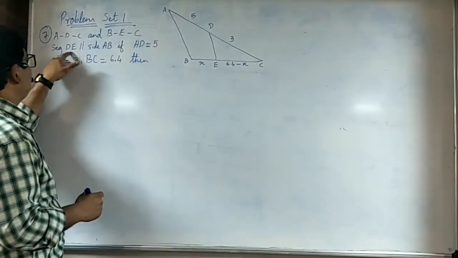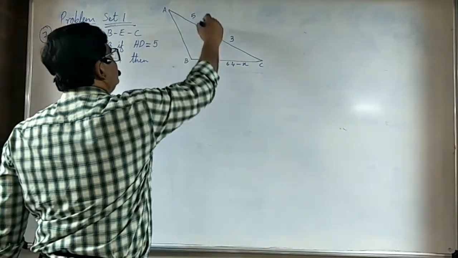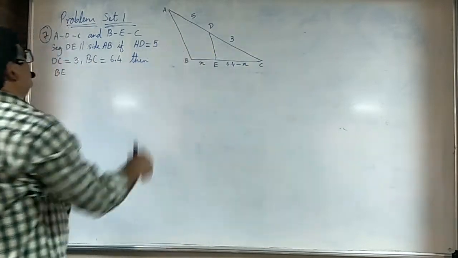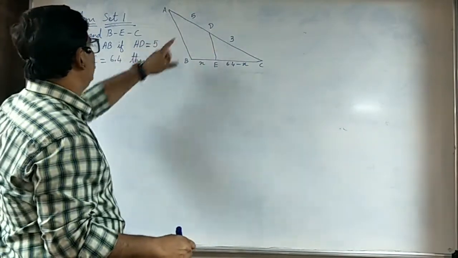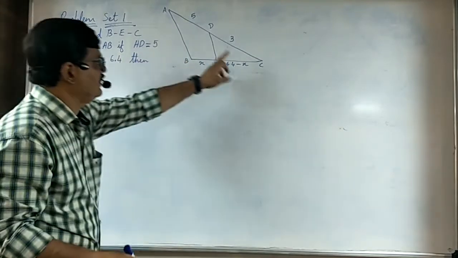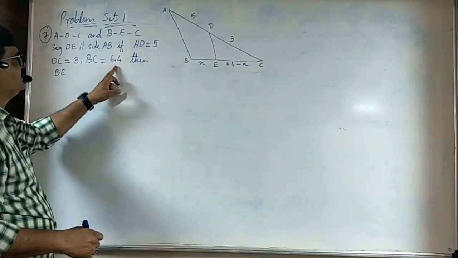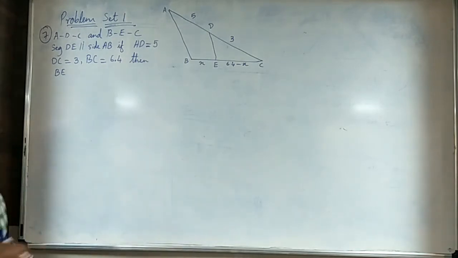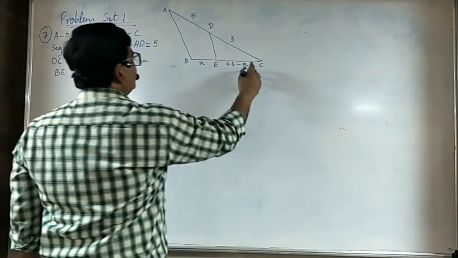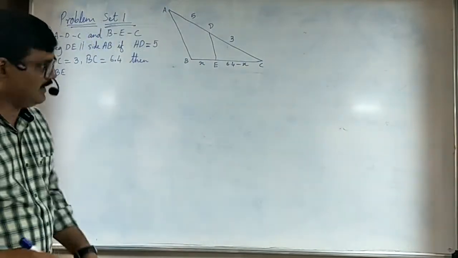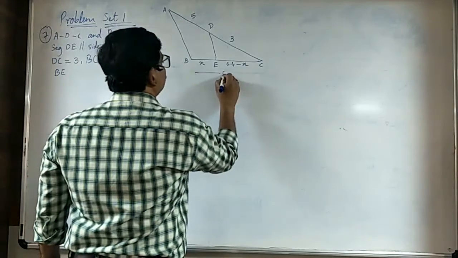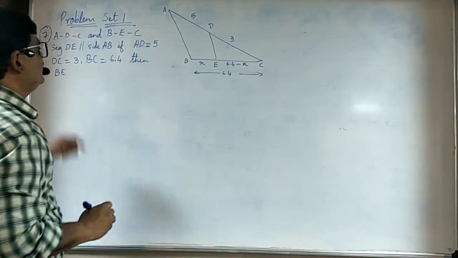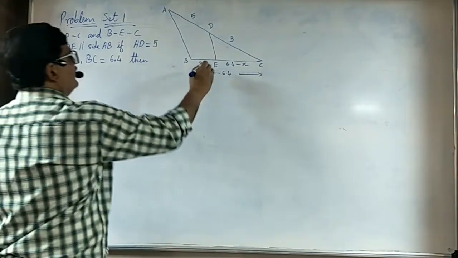It is given that line DE is parallel to AB. AD is given as 5, DC is given as 3, and BC is given as 6.4. Then find the value of BE.